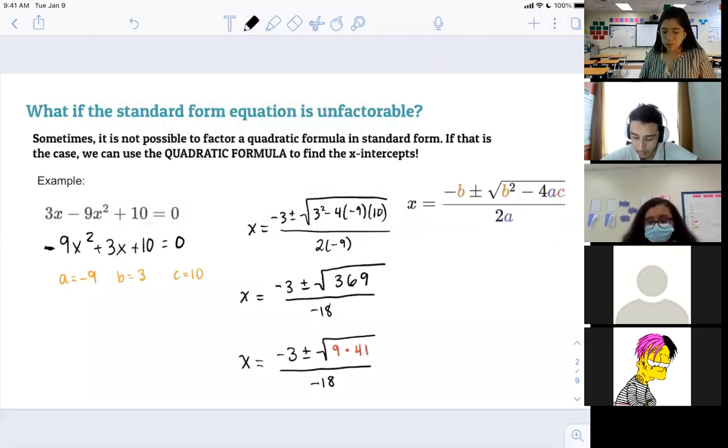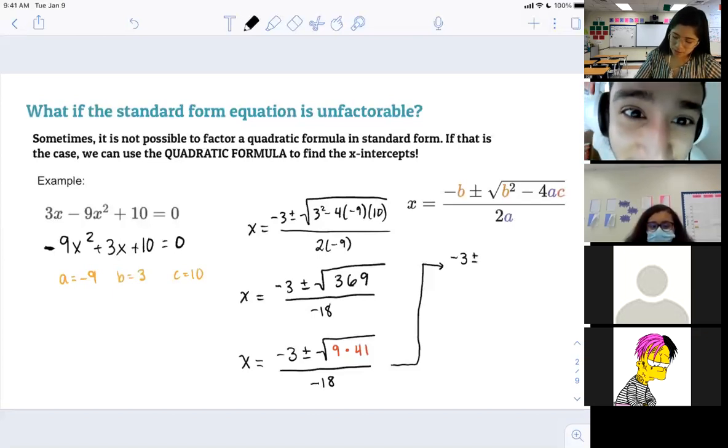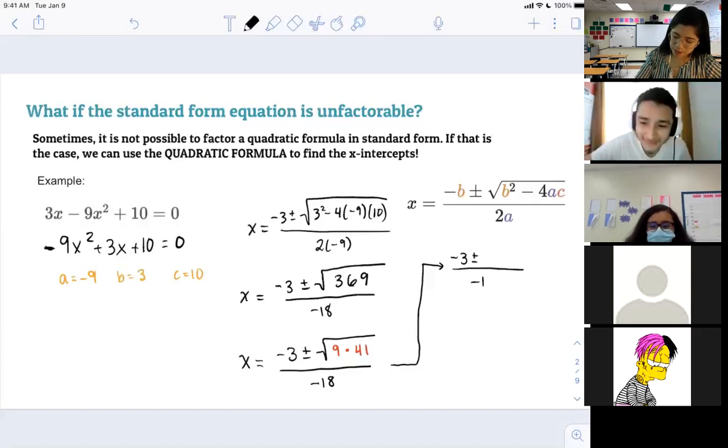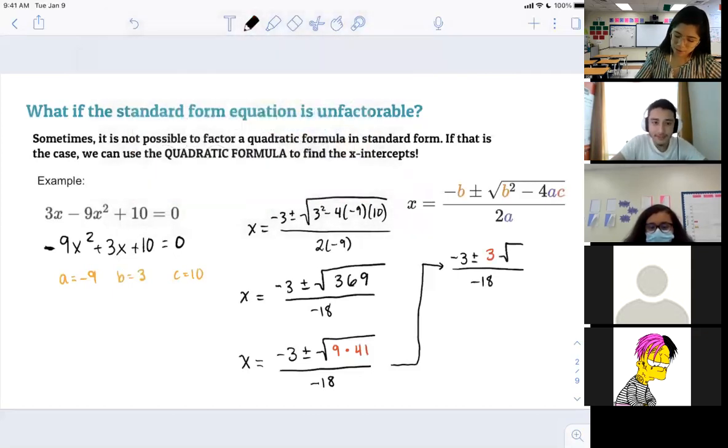Okay, cool. So now I have that. I want everybody to watch carefully. What is the square root of 9? 3. So the 3 can be pulled out of the radical, and we're going to leave the 41. Do I have any questions on what I just did there?